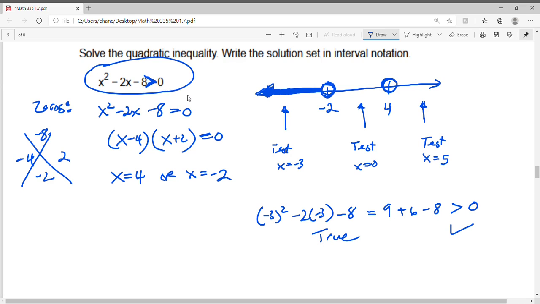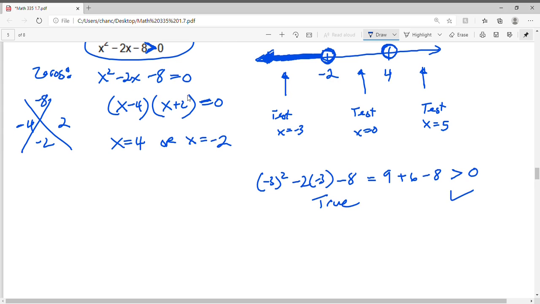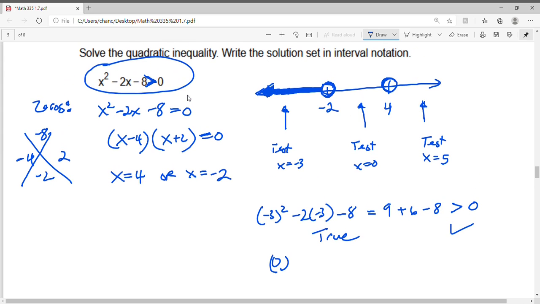Now we'll test x equals 0. I like to pick 0 whenever I can. It makes our lives so much easier when we can plug a 0 in. This is going to be obviously -8, and that's clearly not greater than 0. That's false. So we don't shade in between.